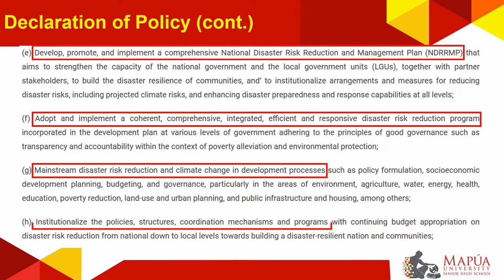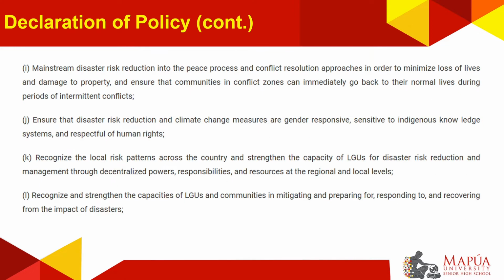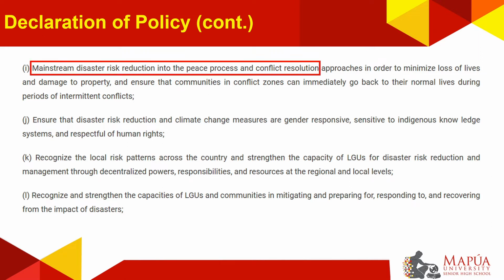Letter H states to institutionalize the policies, structures, coordination mechanisms, and programs with continuing budget appropriation on disaster risk reduction, not just at a national level, but all the way down to a local level, to build disaster resilient nations and communities. And letter I, to finish this up, states to mainstream disaster risk reduction into the peace process and conflict resolution.